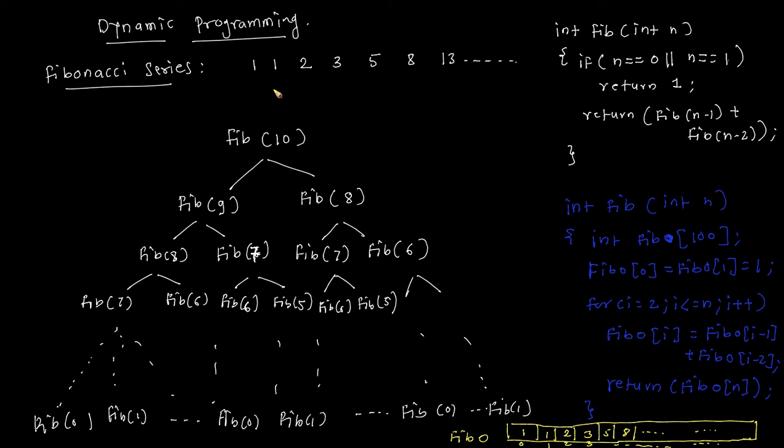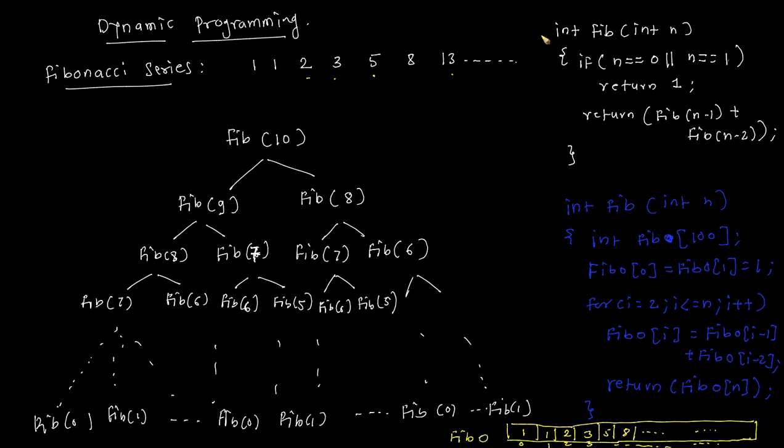Fibonacci series is a series of numbers which looks like this. The nth number here is equal to the sum of the previous two numbers. For example, this number is the sum of these two numbers. This number is the sum of these two numbers. That is how this series is generated. This series is called the Fibonacci series.